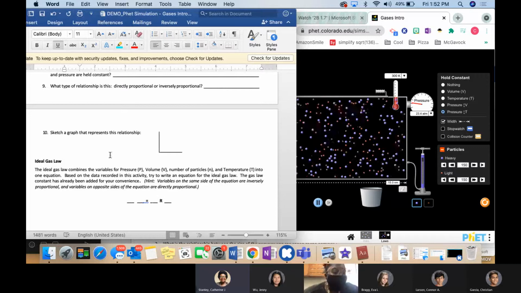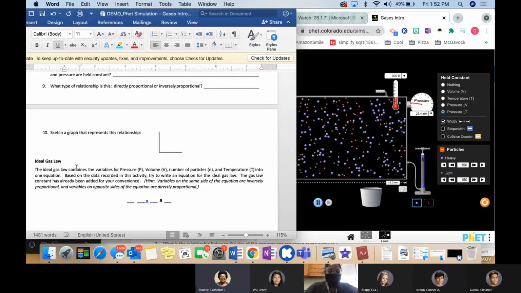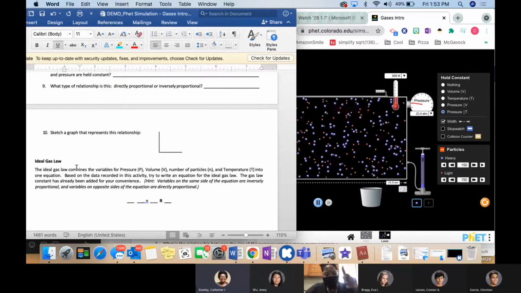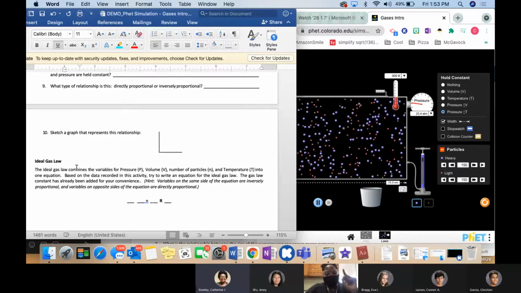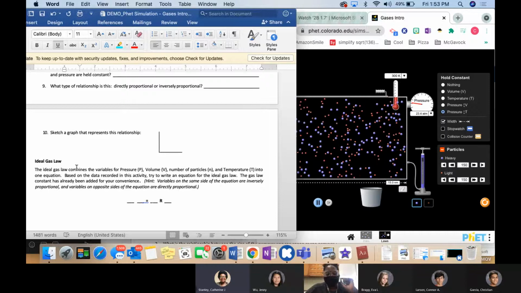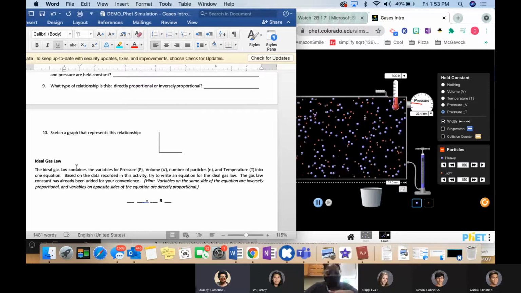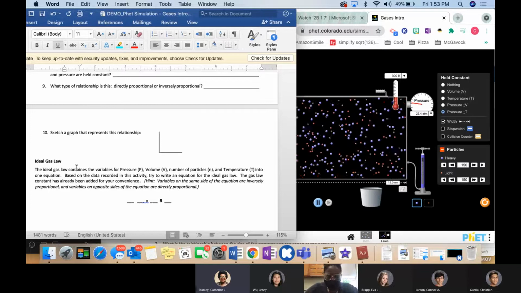Okay, I'm going to talk to you about this ideal gas law real quick. Ideal gas law combines the variables for pressure, volume, number of particles, and temperature into one equation. Based on the data recorded in the survey, you're going to try to write an equation for the ideal gas law. The gas law constant, which is R, has already been provided for you.